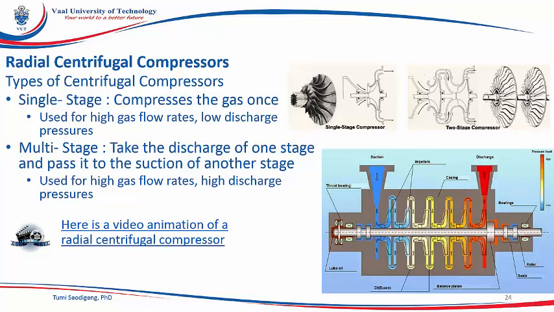We also have multi-stage compressors, which take the discharge of the preceding stage and pass it into the suction of the next stage. This arrangement of compressors is used for high gas flow rates and high discharge pressures. Let us spend a few minutes looking at the video animation of radial centrifugal compressors.